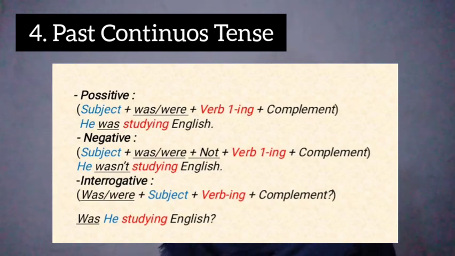And next, this is for interrogative sentence. You have to put was or were in the front. After that, you can use subject and then verb 1 plus ing and complement. The example is was he studying English?